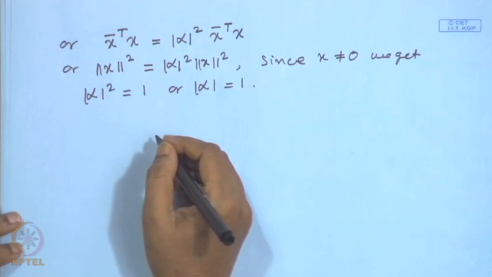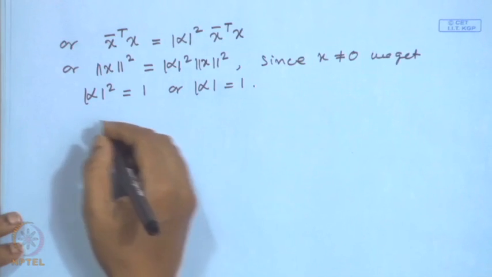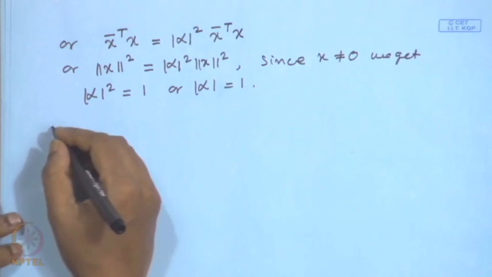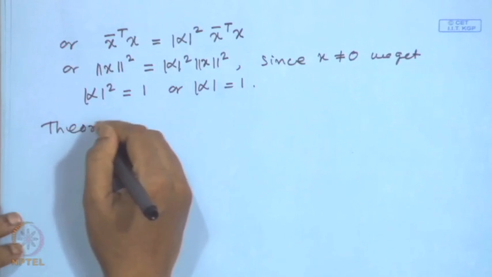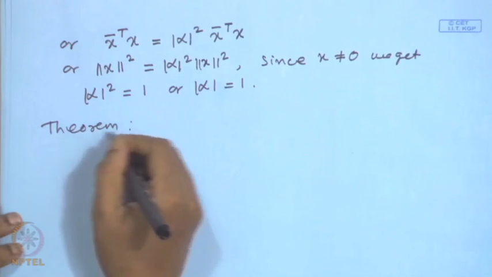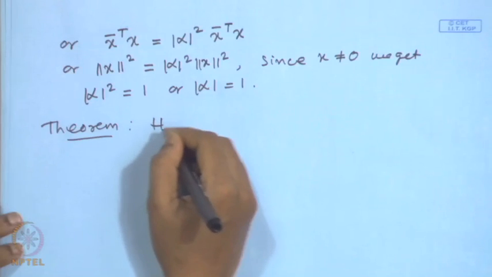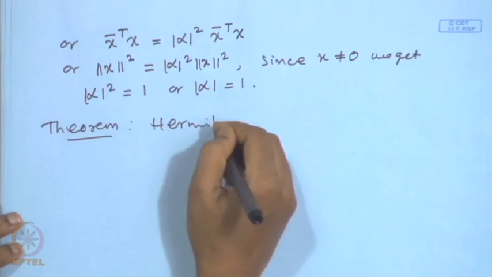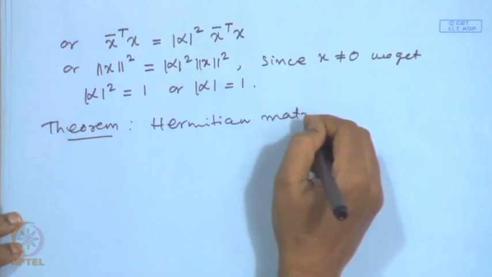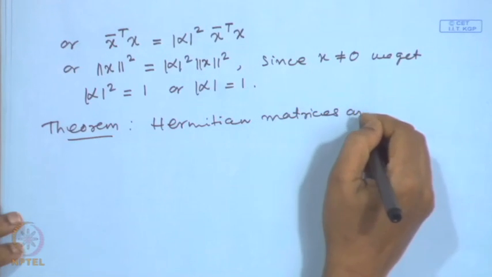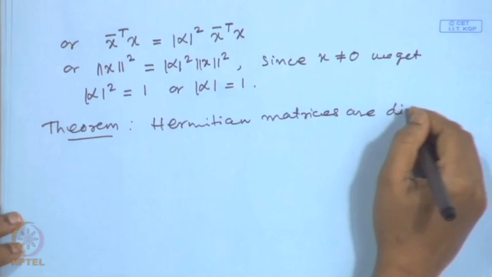So, another important result that we can prove for Hermitian matrices is that Hermitian matrices are diagonalizable. This is one important property of Hermitian matrices: Hermitian matrices are diagonalizable.